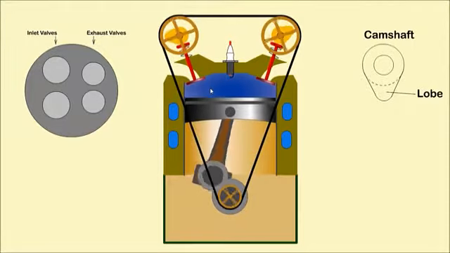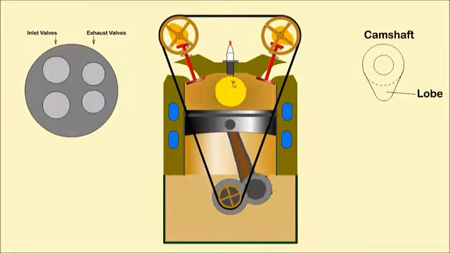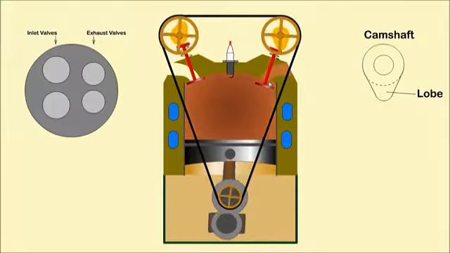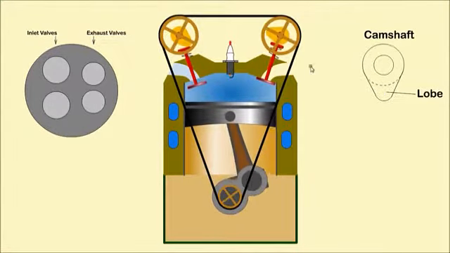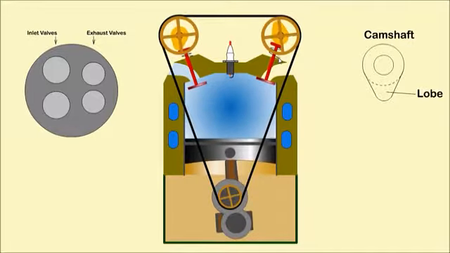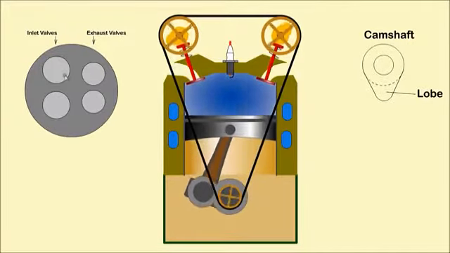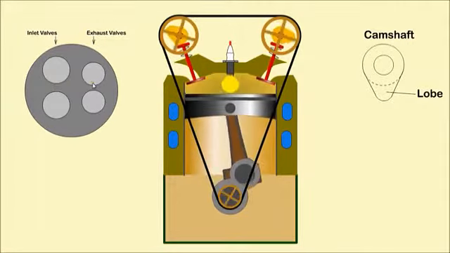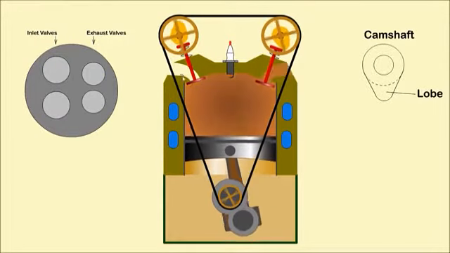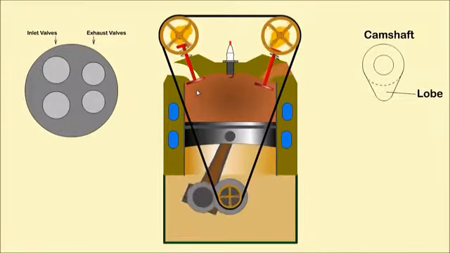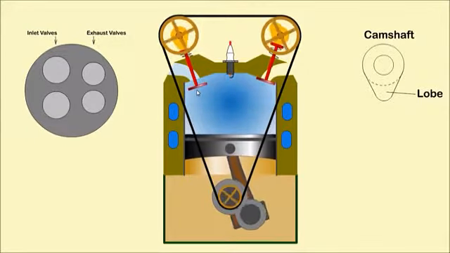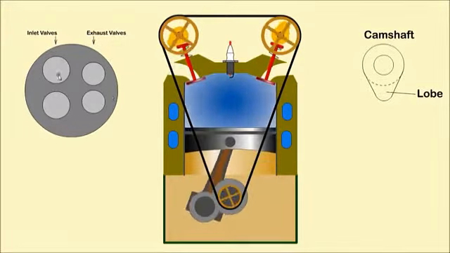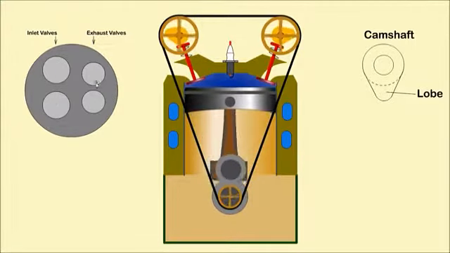Valves are used to allow air to enter and exhaust gas to exit from the cylinder. They are opened by the lobe on the camshaft and closed by spring pressure. Usually inlet ports are larger than exhaust ports, as it is more difficult to get air into the cylinder. Early engines had only one inlet and one exhaust valve per cylinder. Modern engines usually have two inlet and two exhaust valves.